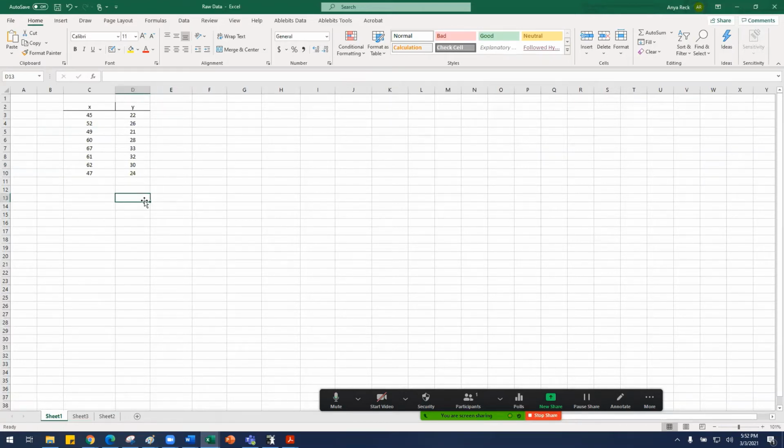Hello everyone. Today I'm going to talk to you about how to find the correlation coefficient and how to find the equation for a linear regression line. I have provided two columns. The first column is the independent variable and the y column is the dependent variable. In terms of statistics, the explanatory variable is the independent and the response variable is the dependent. So I'll type that here.